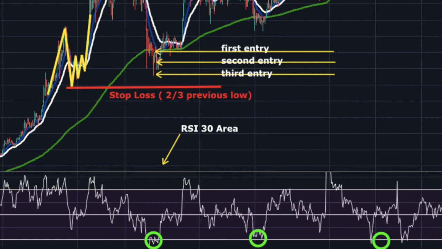You can use the same strategy if you want to go short. Of course, if you want to short, the 26 has to be below the 200 and the RSI is around 70 or 80 in order to short. It's the same strategy the other way around.